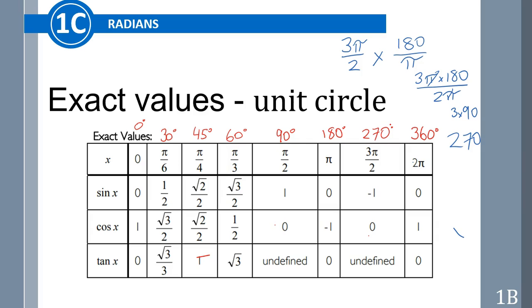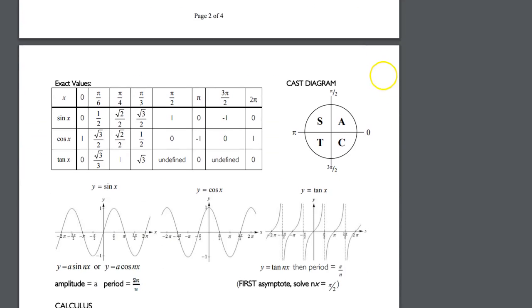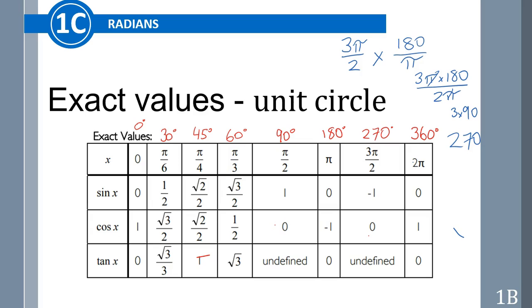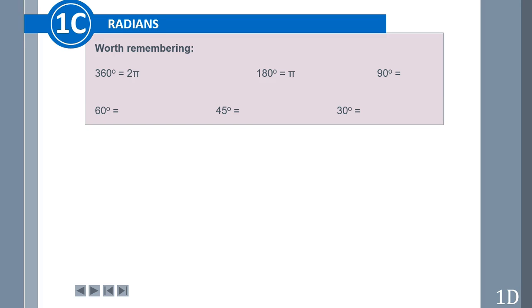The other way is they actually give you a little hint on your formula sheet here on this CAST diagram. They show you here that pi on 2 is 90 degrees, 90, 180, 270. So they give you some of them there, if you can just remember to look at your formula sheet and check for that. So we can go from degrees to radians. We can also go the other way from radians to degrees just by using that formula sheet.